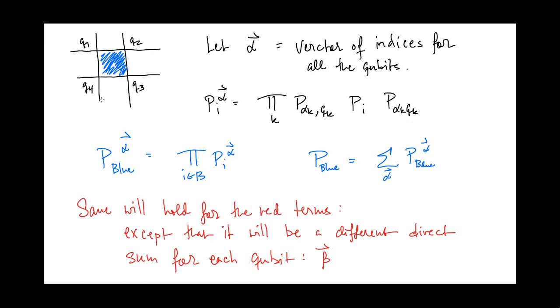Okay? And the same will hold for the red terms, although it's going to be potentially a different way of slicing up the qubit, just like the toric code. So with the toric code, if the blue faces are x, I'm slicing it up into x plus and minus, and if the red slices are z's, I'm slicing it up according to 0 and 1. So these different ways of slicing up the qubit are not necessarily compatible with each other.